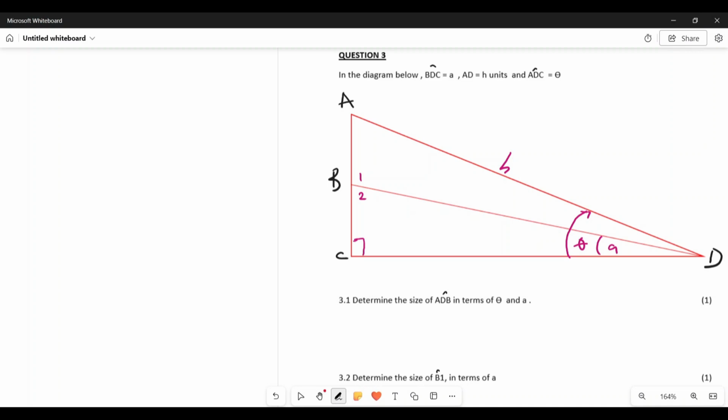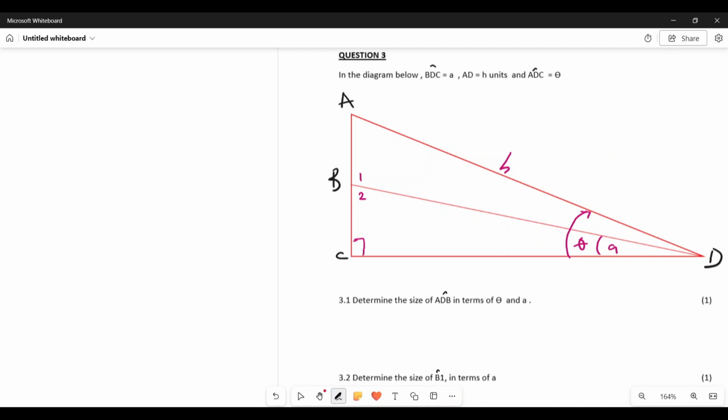So in this video, we're going to be focusing on this previous question paper question, which is based on 2D trig, right? So now we're going to try and solve the following questions together. We're given in the diagram below a right angle triangle, which is ADC. They're telling us that angle BDC is equal to A, and also AD is equal to H units. They also told us that the angle ADC, in the bigger right angle triangle, is equal to theta.